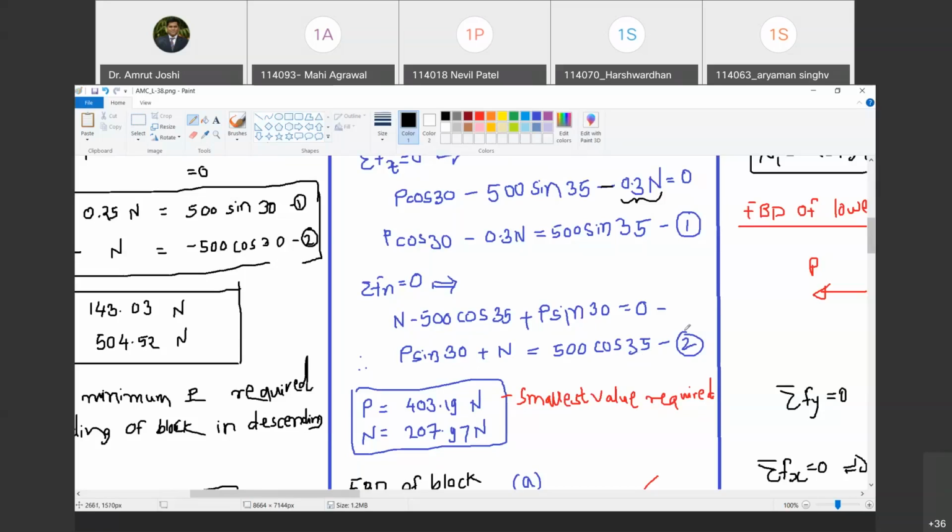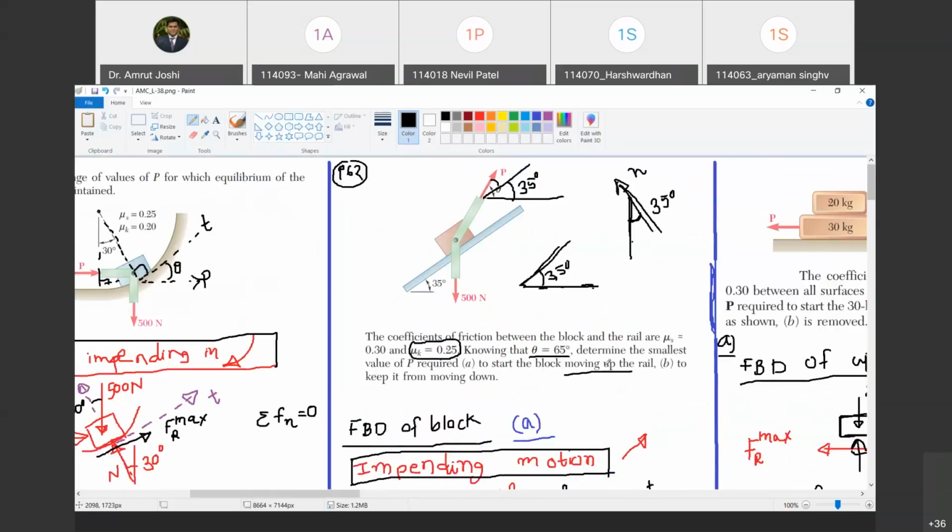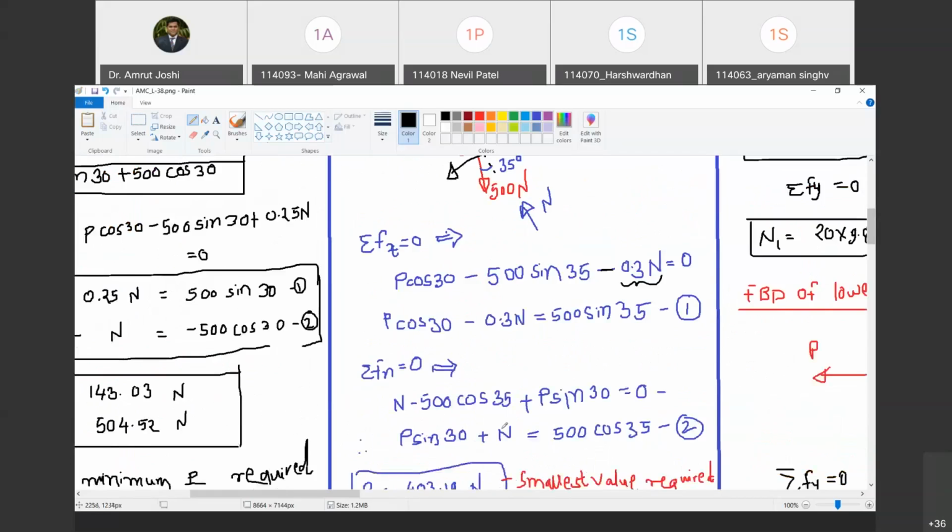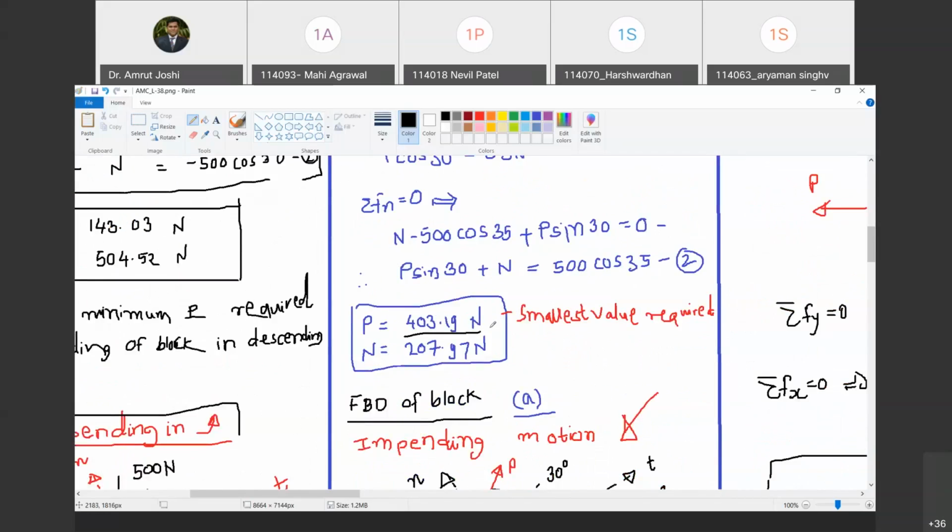In equations number 1 and 2, the only unknowns are P and N. Solve for P and N. You will get P equal to 403.19 Newton. So what is the value of P required to start the block moving up? Slightly greater than 403.19 Newton. Are you with me? Yes, sir. Or in other words, it is the smallest value of P required to commence the motion.